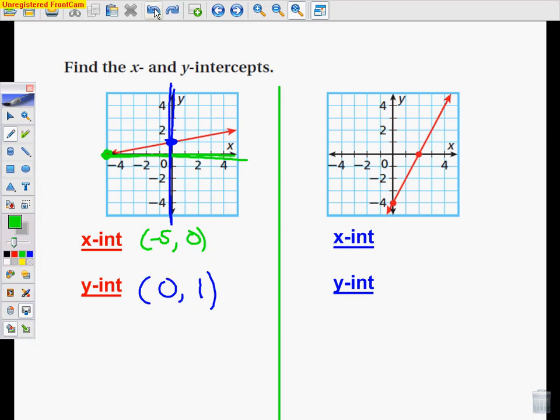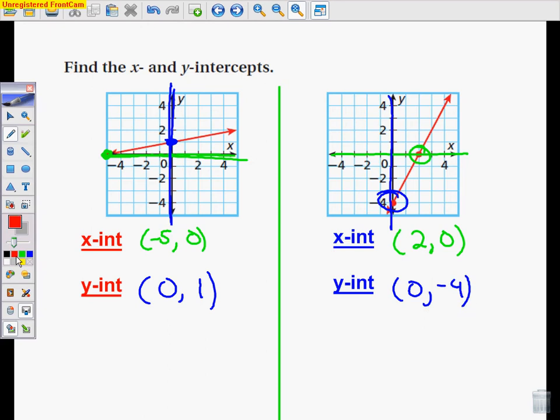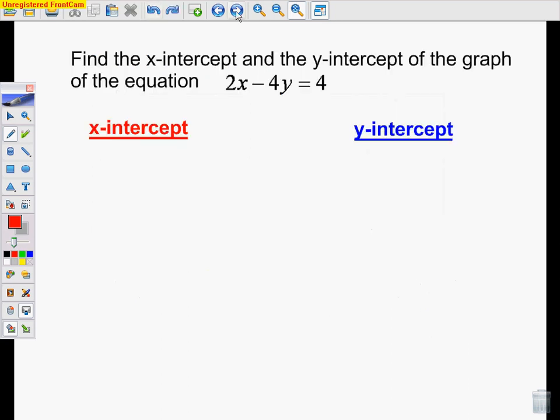Alright, let's look at the second one here. The x-intercept, here, it's our x-axis. It crosses the x-axis at this point, which is 2, 0. And then our y-intercept crosses the y-axis right here at -4. So that point is the point 0, -4. And once again, every x-intercept should have 0 for the y, and every y-intercept should have 0 for the x. All right, good.